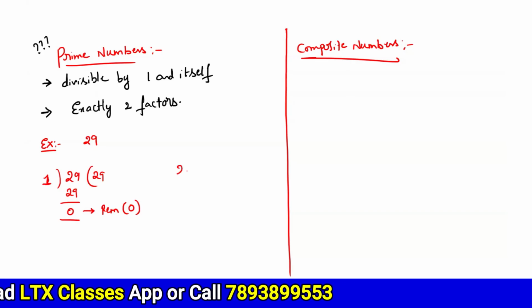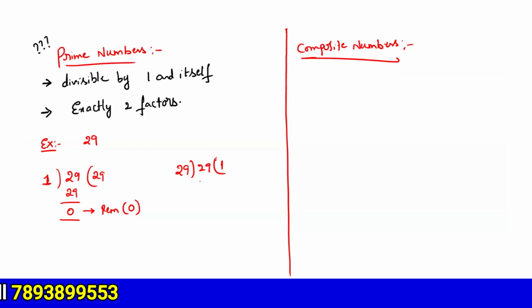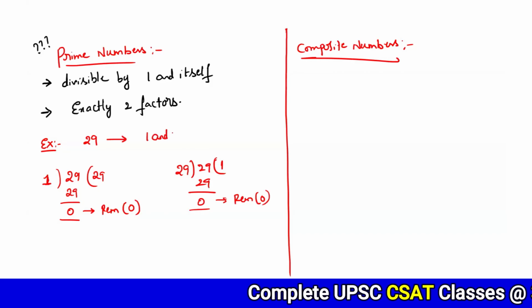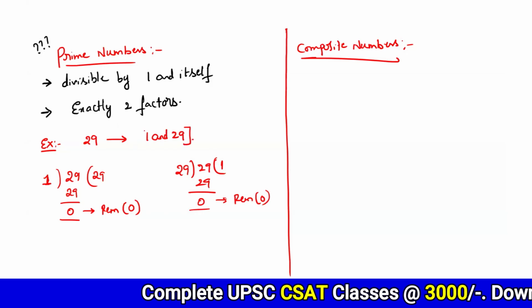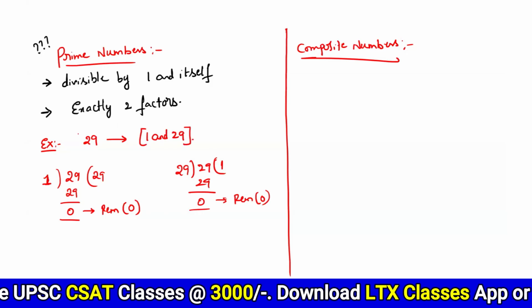Okay, next, the same in the case of 29. When divided by 29, 29 once is 29 and the remainder is 0. Obviously these are the only two numbers, 1 and 29, that will divide the number 29. So definitely 29 is a prime number. So this is how we understand prime numbers.